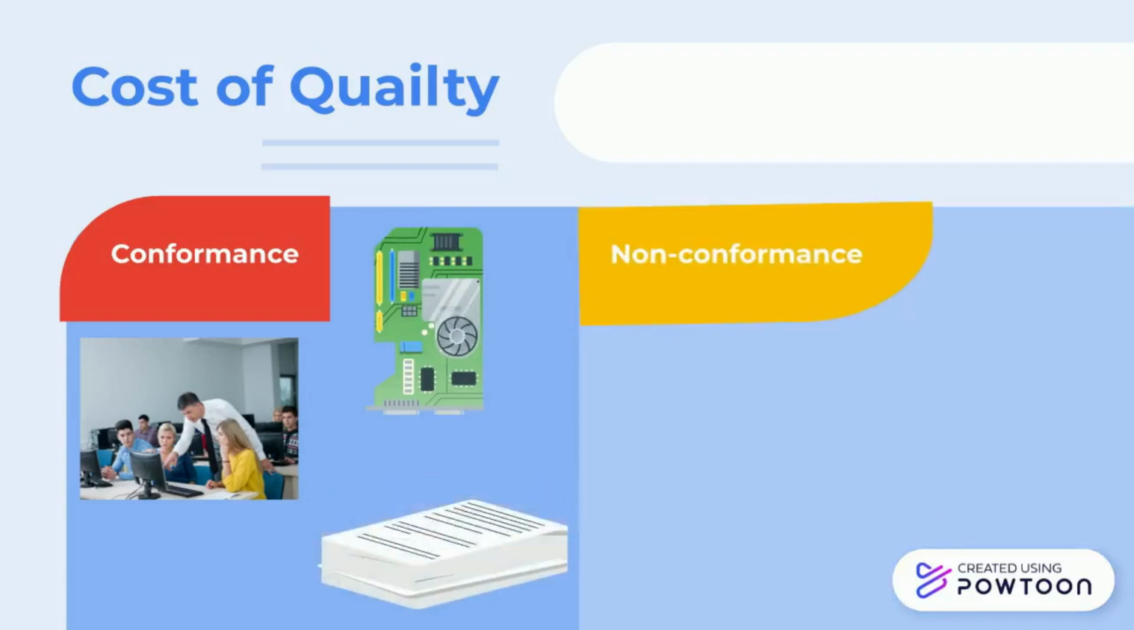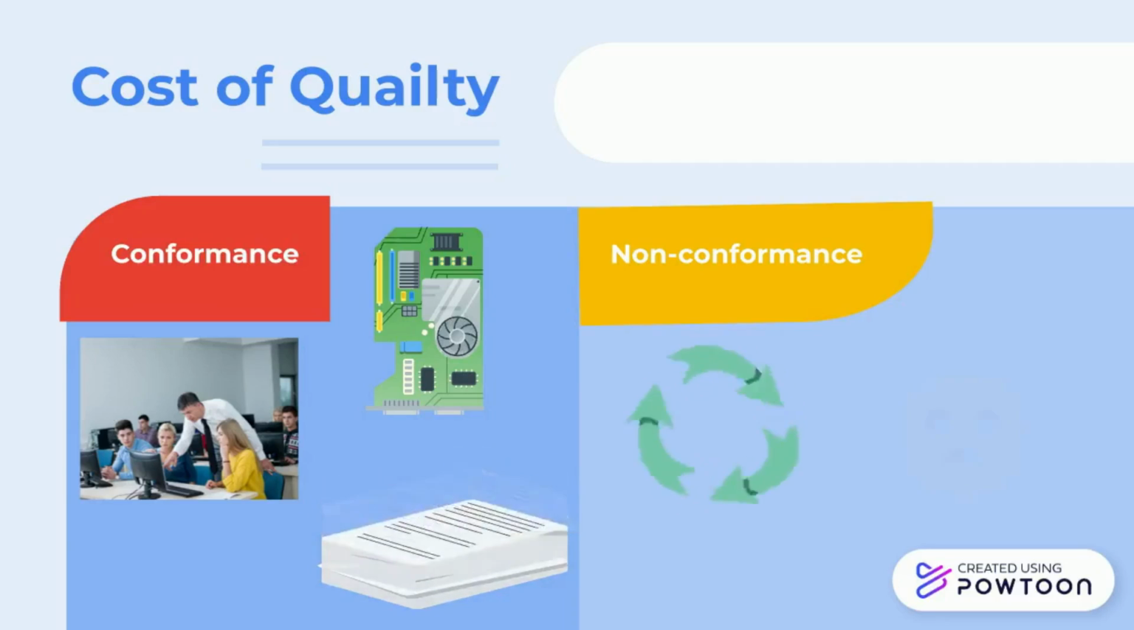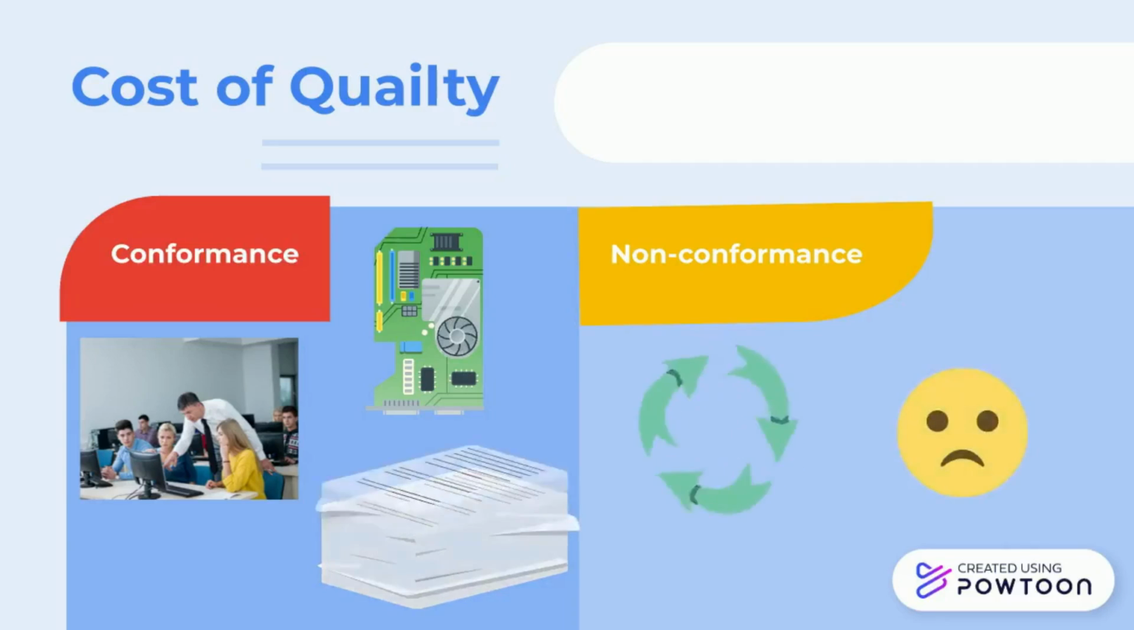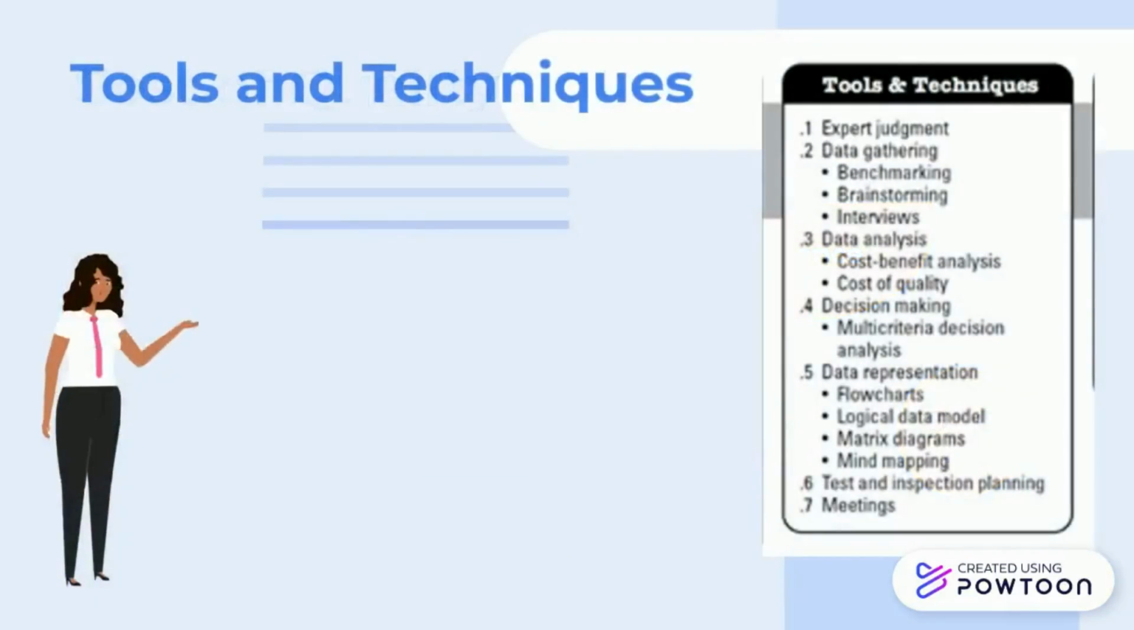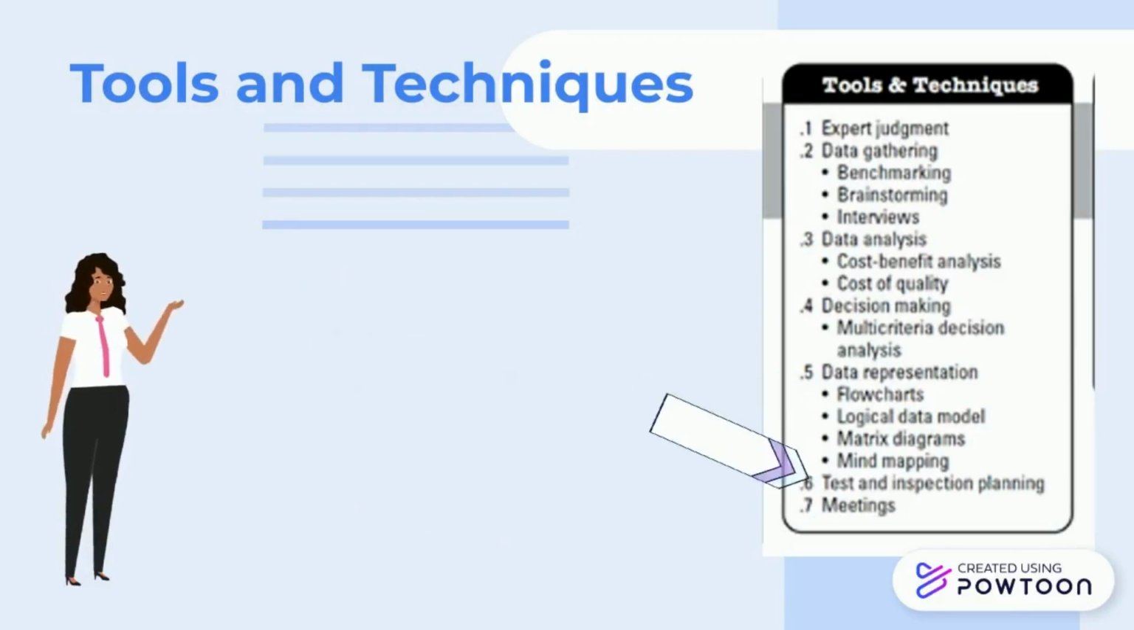Non-conformance work refers to the cost of rework of the project or the requisition to be paid if the product fails to meet the customer's standards. The results can be represented in flowcharts or other data representation tools. Then follows the testing and inspection planning, where we choose which type of testing is to be performed. And finally, meetings.